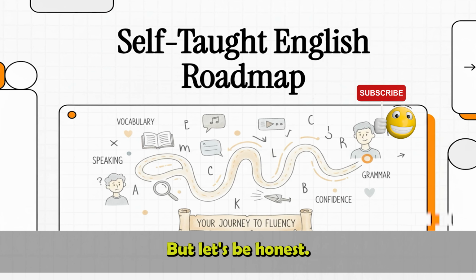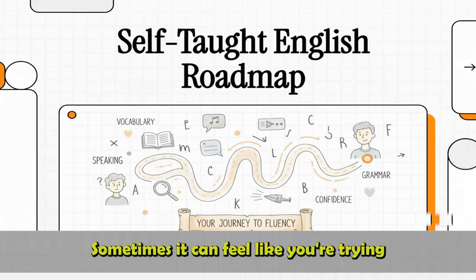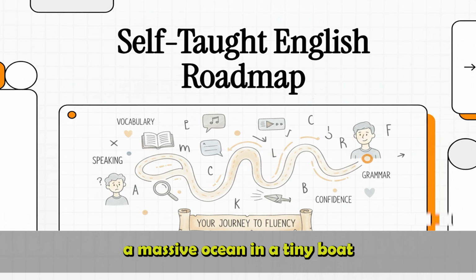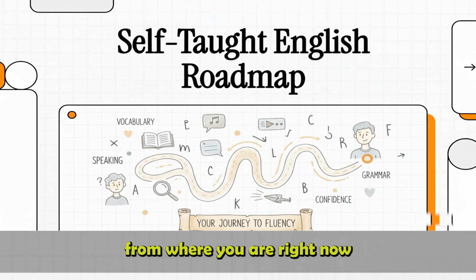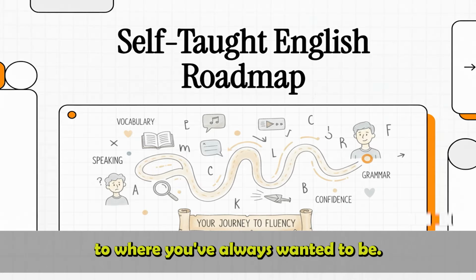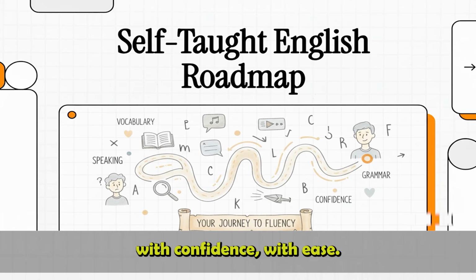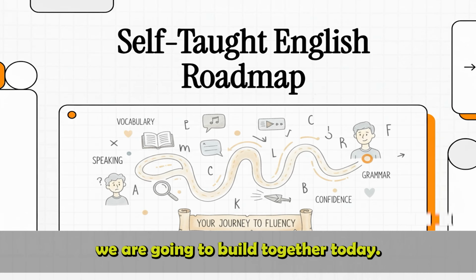That's amazing. But let's be honest, sometimes it can feel like you're trying to cross a massive ocean in a tiny boat with no map, right? It can feel a little bit lost, a little bit overwhelming. Well, what if I told you that you could have a map, a really clear, detailed, step-by-step guide that shows you exactly how to get from where you are right now to where you've always wanted to be, speaking English with confidence, with ease, with real fluency? That is exactly what we are going to build together today.